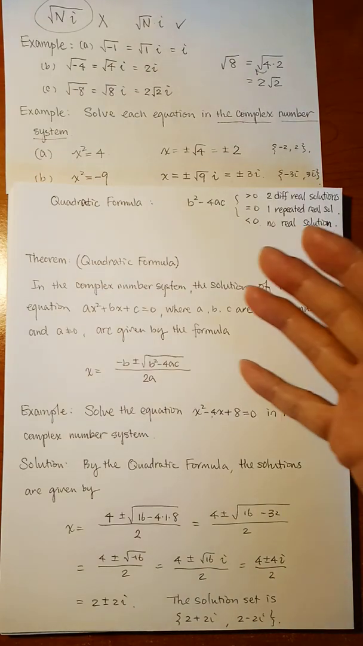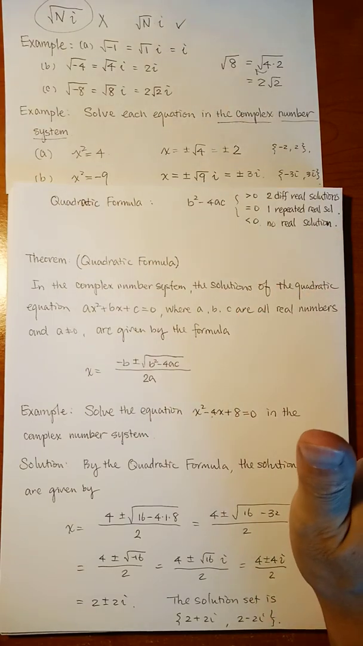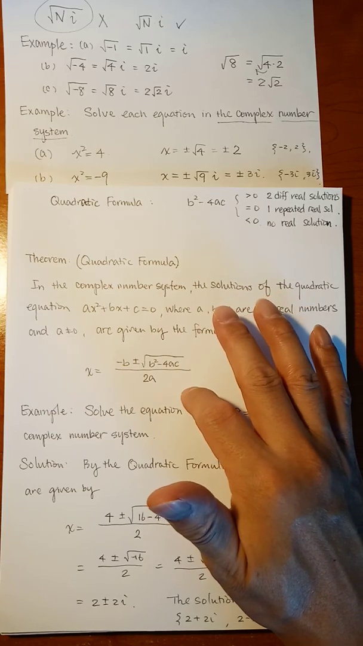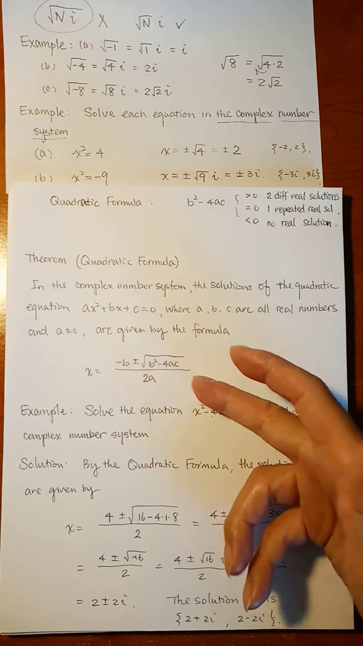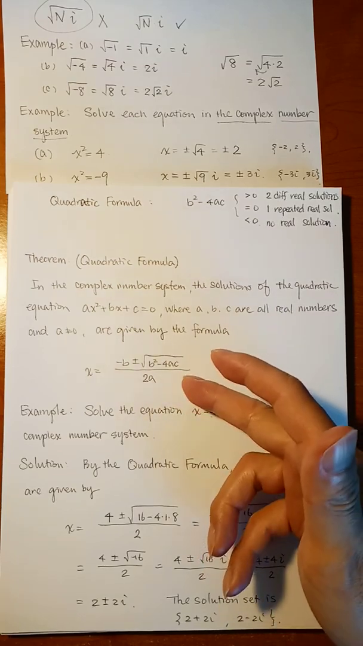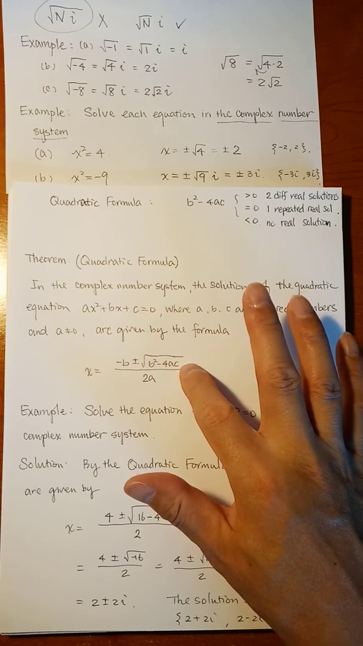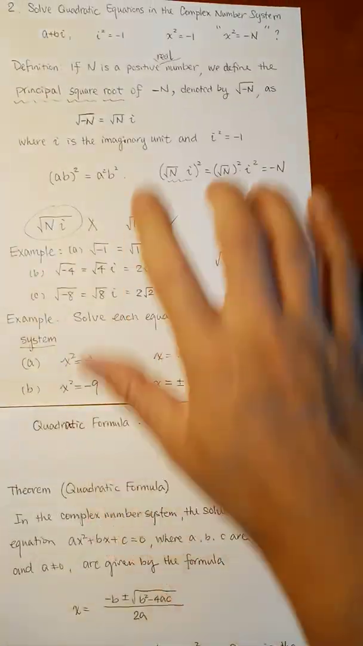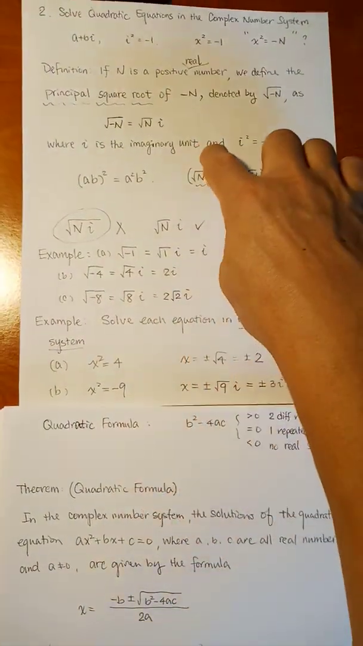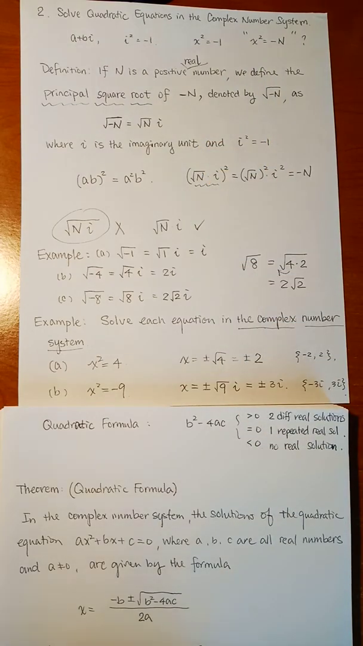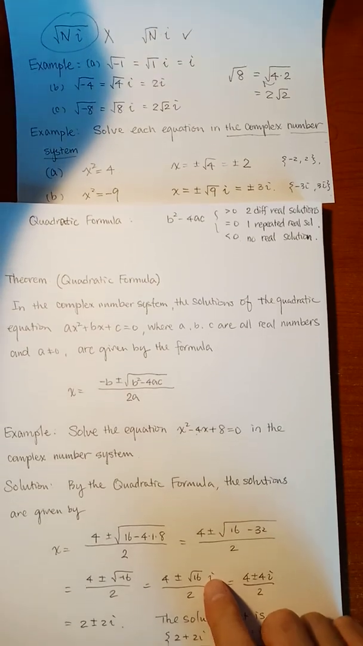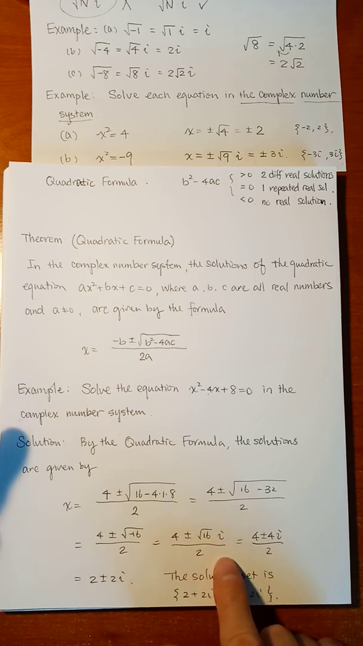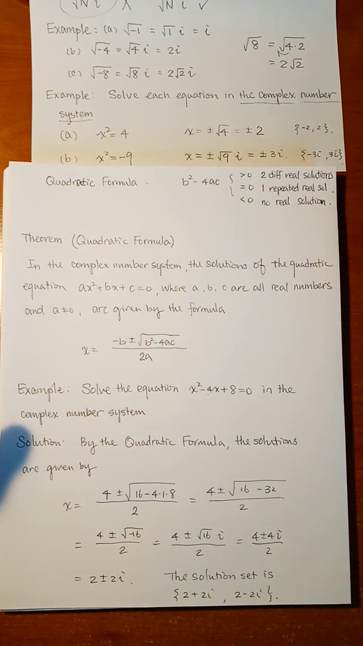So we still have the same formula. We don't invent a new formula. This formula comes from the completing the square trick. And in this old formula, we just have a new explanation for the square root of b squared minus 4ac. When b squared minus 4ac is negative, we use this definition to explain it. Like this, the square root of negative 16 is the square root of 16 times i.